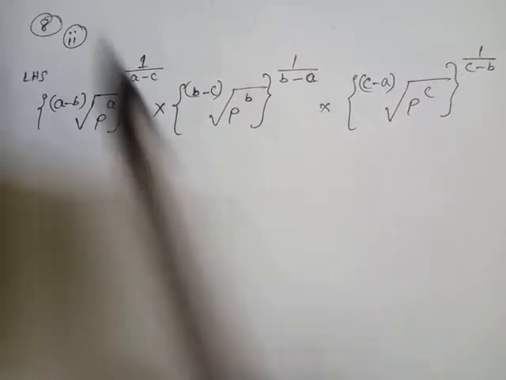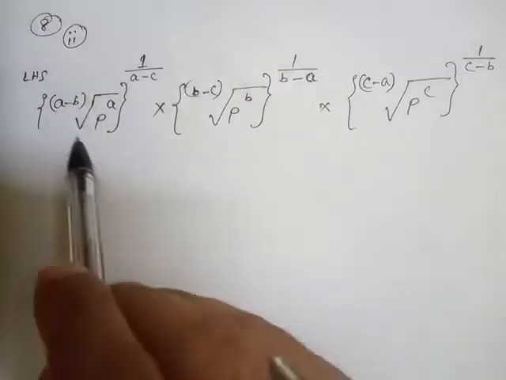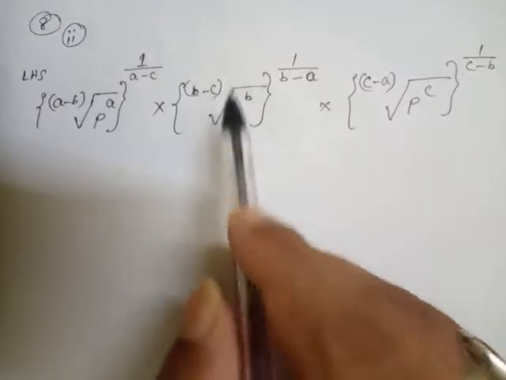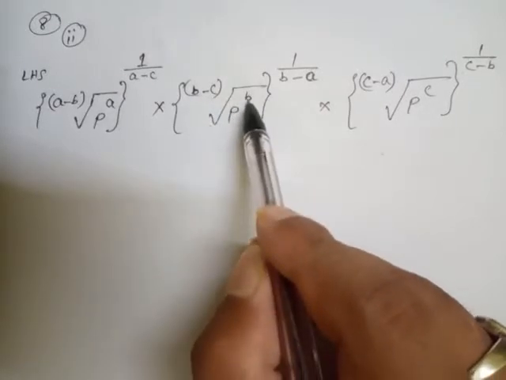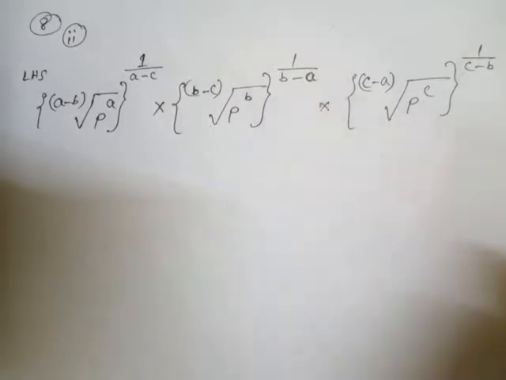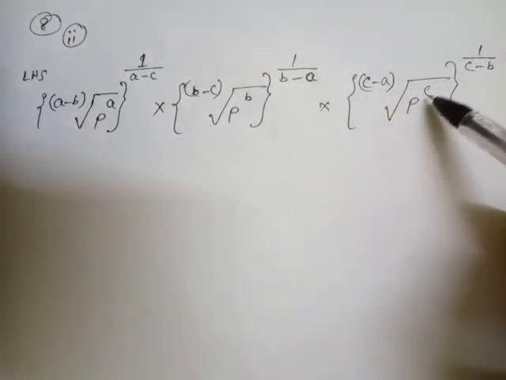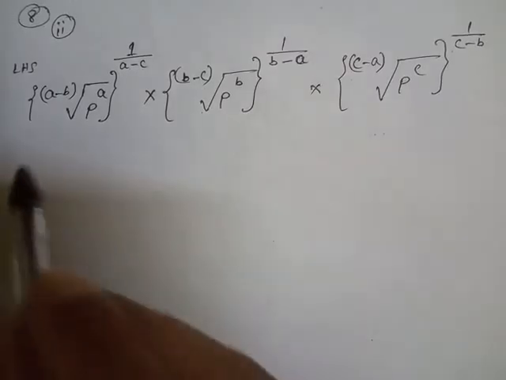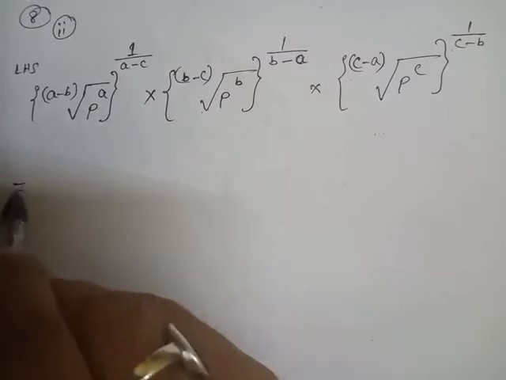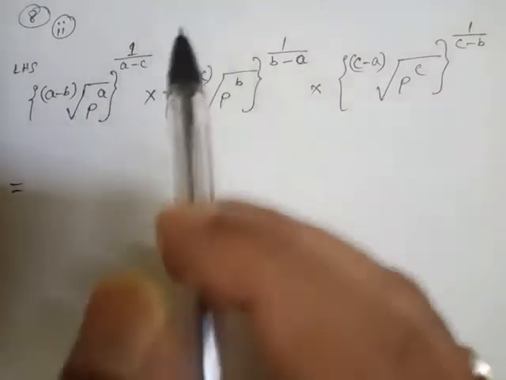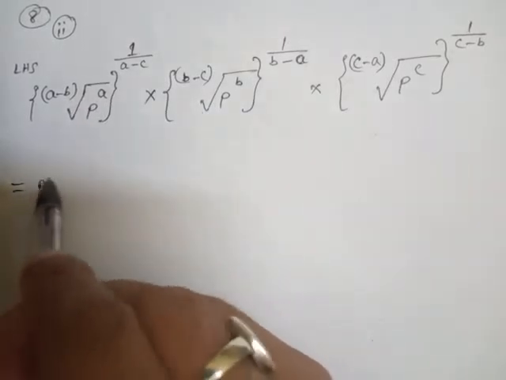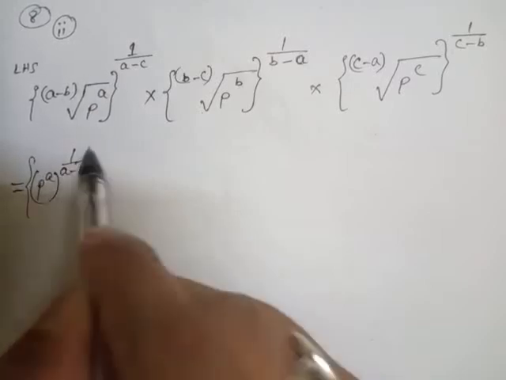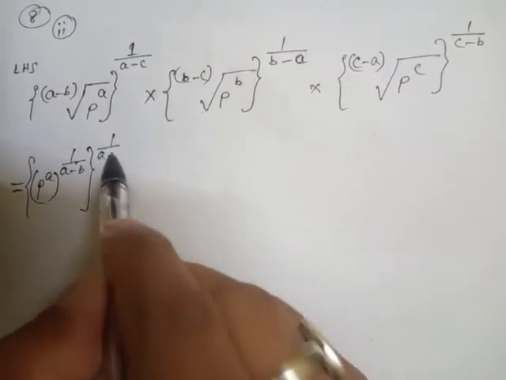Just after that, there is a minus b root of p to the power a whole to the power 1 by a minus c. Similarly b minus c root of p to the power b whole to the power 1 by b minus a, into c minus a root of p to the power c whole to the power 1 by c minus b. Now look student, first of all we'll remove the root. How to remove this? Look here, p to the power a whole to the power 1 by a minus b, and in the second bracket whole to the power 1 by a minus c.